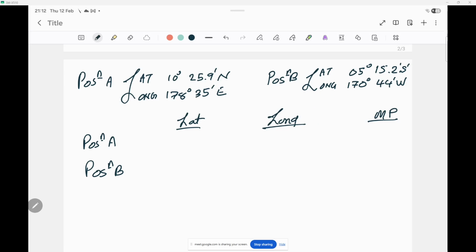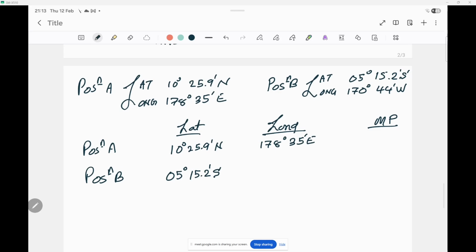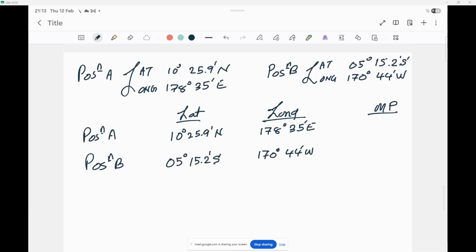Right, latitude of position A is 10 degrees 25.9 north. Position B, latitude is 5 degrees 15.2 south. Longitude of position A is 178 degrees 35 minutes east. Position B is 170 degrees 44 west. So let's straight away find out what the meridional parts are.